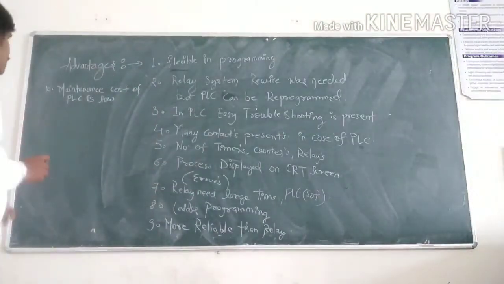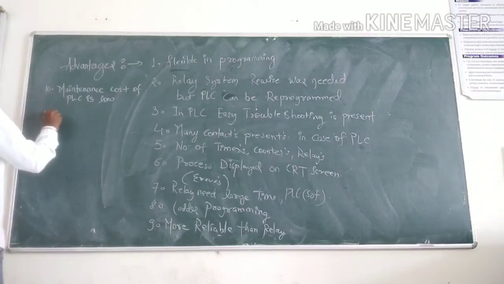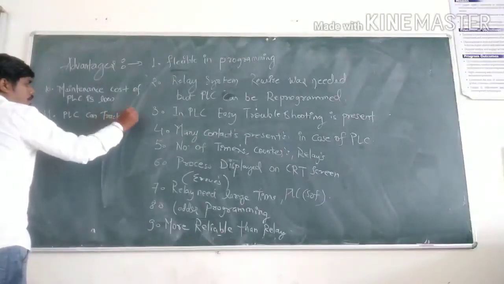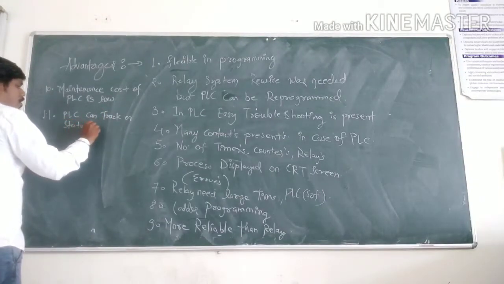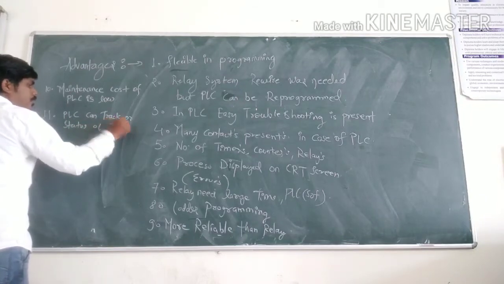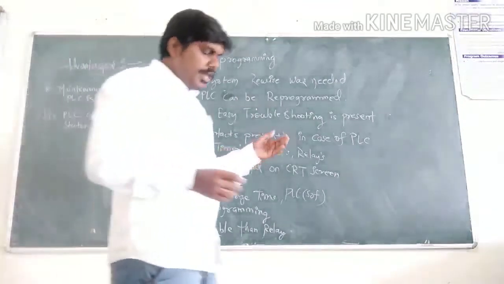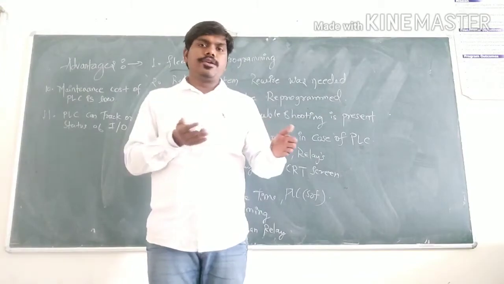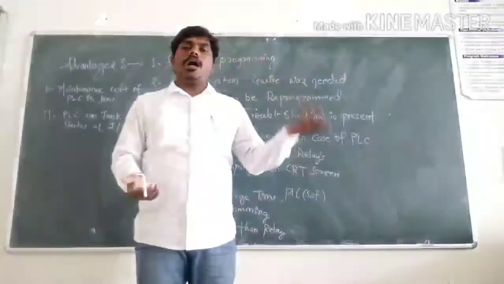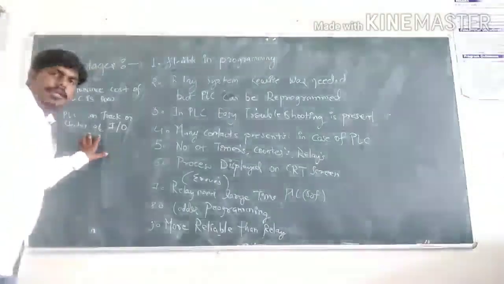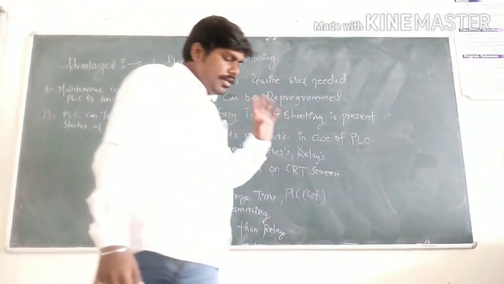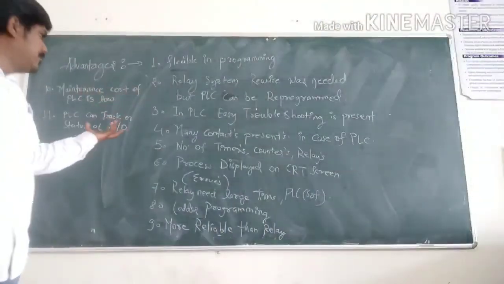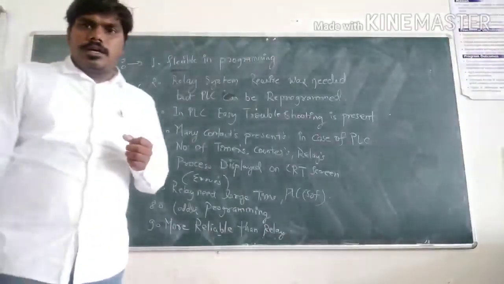Then the 11th point is that the PLC can track the status of inputs and outputs. At the input module, how many inputs are present, whether the inputs are on or off, whether it is connected or not, the status of that input as well as the output is stored. You can track or store the status of inputs and outputs in our PLC. So it is a very good benefit of the PLC controller.